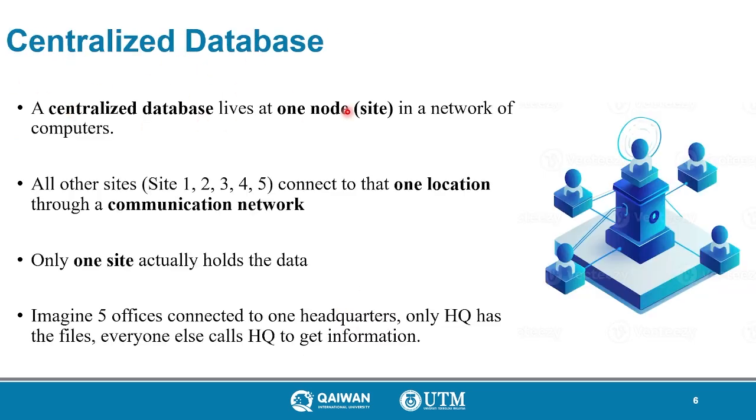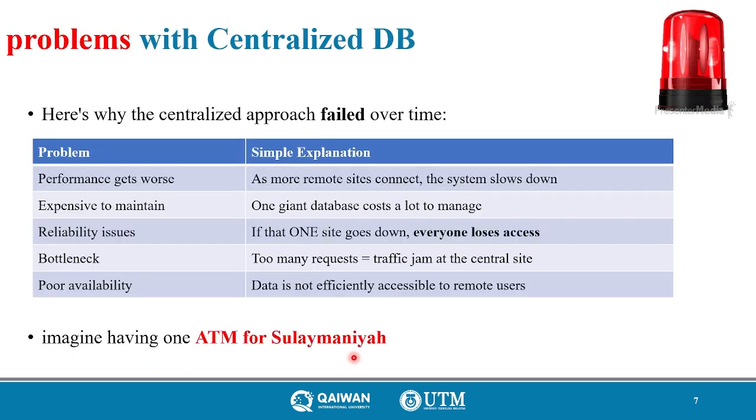Now, a centralized database lives at one node or one site in a network of computers. All other sites, 1, 2, 3, 4, 5, or any number that comes to your mind, connect to that one location through a communication network. Only one site actually holds the data for a centralized database. Imagine 5 offices connected to one headquarters. Only HQ has the files, everyone else calls HQ to get the information.